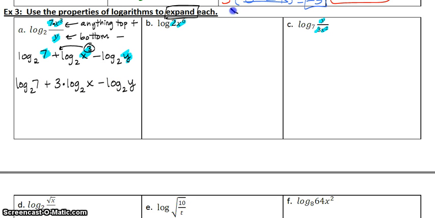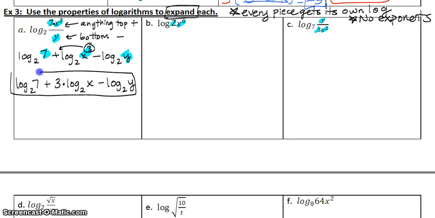So you might want to make a note to yourself. This is very unofficial, but every piece gets its own log. Also, we don't want any exponents when I'm expanding. And I want to point out that we haven't actually solved for anything. All we've done is kind of move stuff around. So that's sometimes what throws students off, is that it may seem like we haven't really done anything because all we're doing is changing what it looks like.